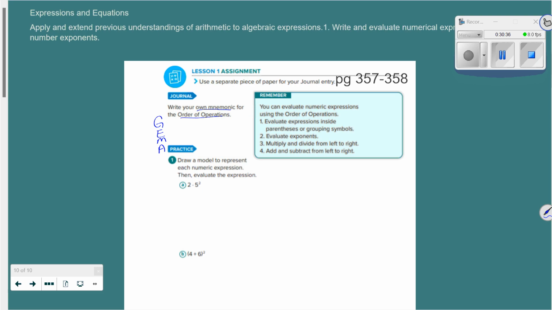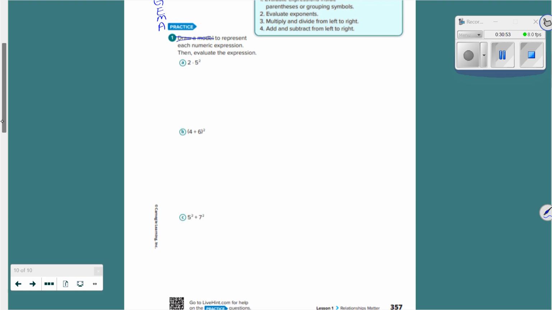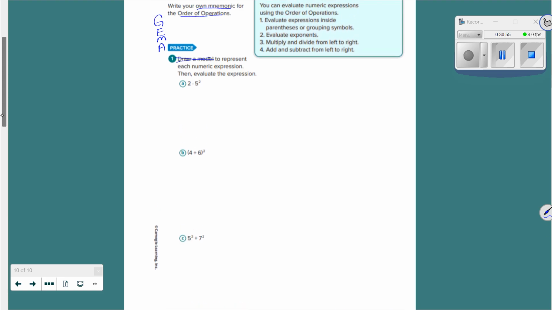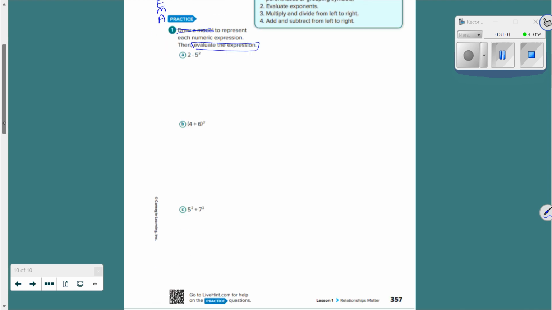Here's the important part on your homework. We're cutting this out. We didn't really cover drawing the models. Honestly, neither McKenna or I think the model is that important on this piece of it. So we're going to cross that out. You don't have to draw models. We just want you to draw these expressions for 2 times 5 squared. So all you're going to do is evaluate the expression.